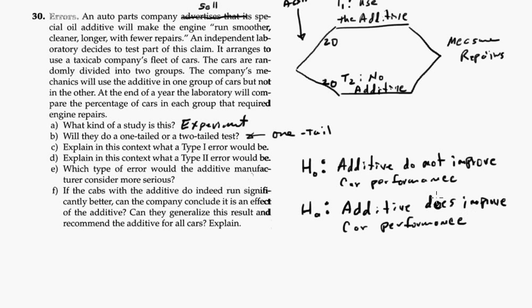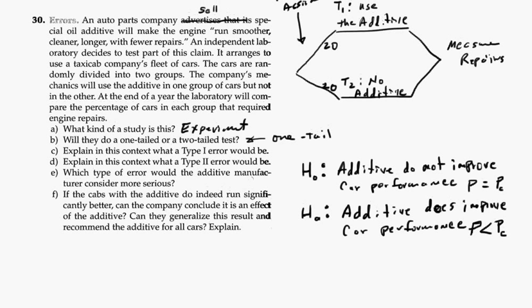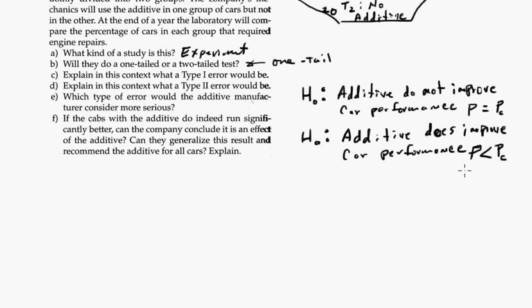All right, so here P would equal some proportion. Let's just call it the proportion of current level of repairs. And in here we would want to say that the true population proportion, if you use the additive, would be less than whatever that proportion is. Typical number of repairs for a car. That's going to vary by the age of the car. Okay, so that's the structure of the hypothesis test.